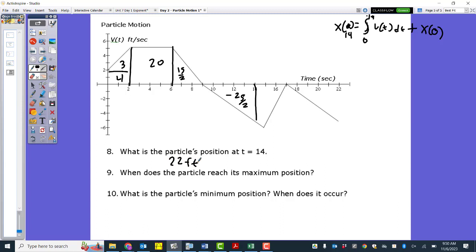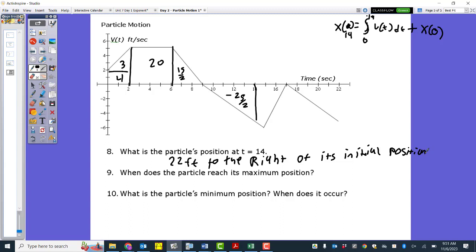And now, because we're talking about position, we need to talk about the direction. We would say it's 22 feet to the right of its initial position. Okay? It's 22 feet to the right of its initial position. Or you could say it's just 22 feet. A positive 22 feet means the same thing.